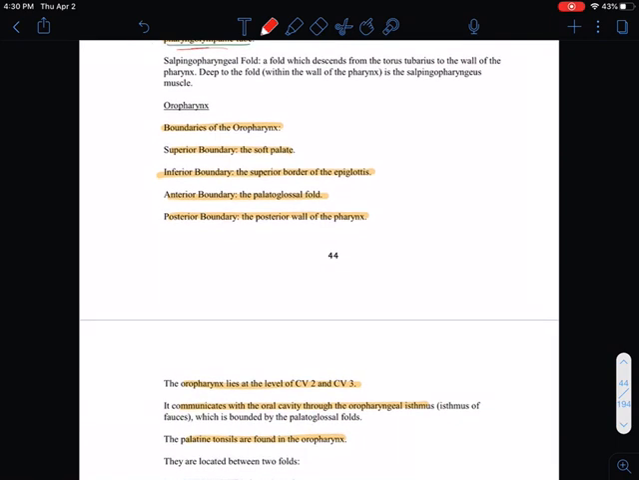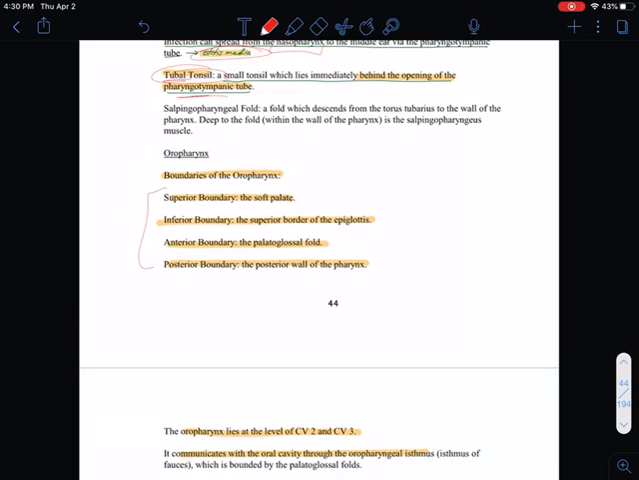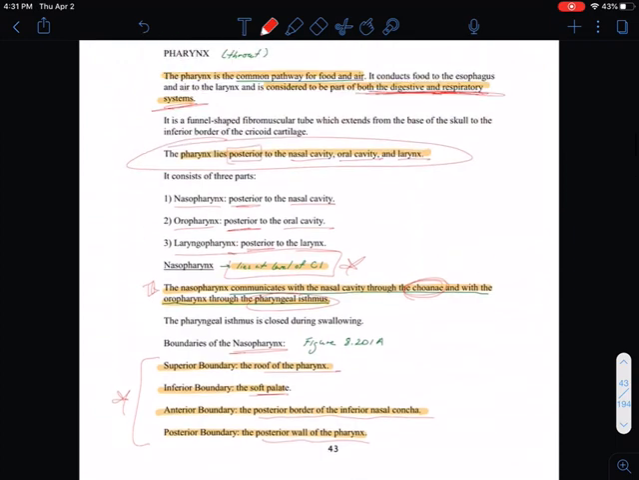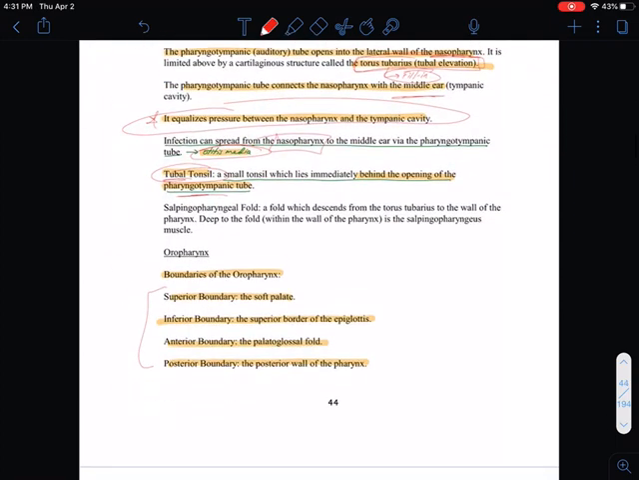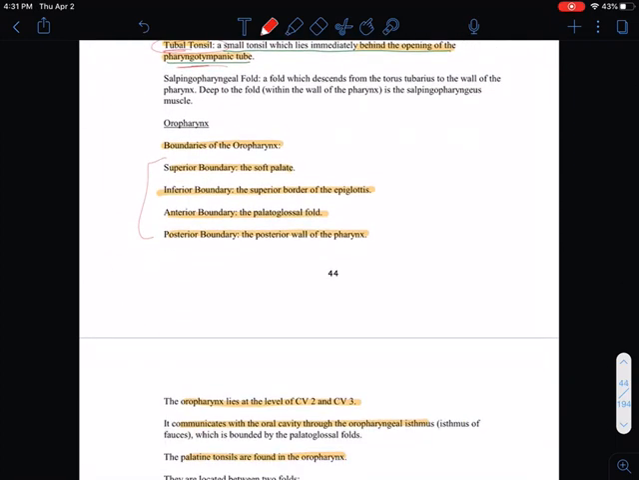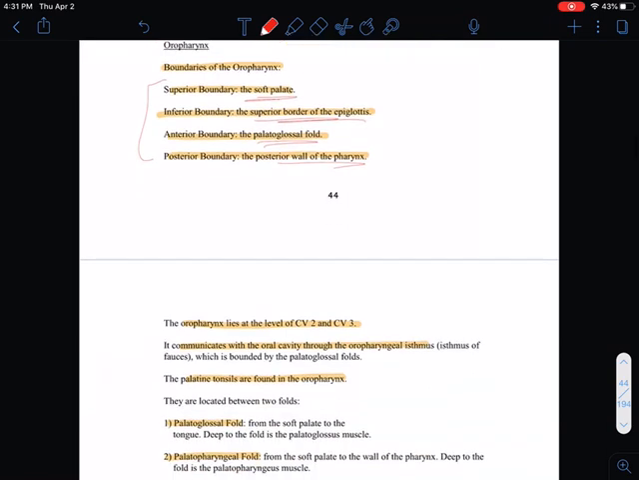Next, we're in the oropharynx. We'll go through the boundaries with these guys again. This is one where he could try to trick you guys up and mix and match boundaries from the nasopharynx, oropharynx, and our last pharynx, which I'm blanking on, laryngopharynx, excuse me. So our superior border is our soft palate, inferior border, superior border of epiglottis, anterior palatoglossal fold, and posterior is going to be that posterior wall of the pharynx.